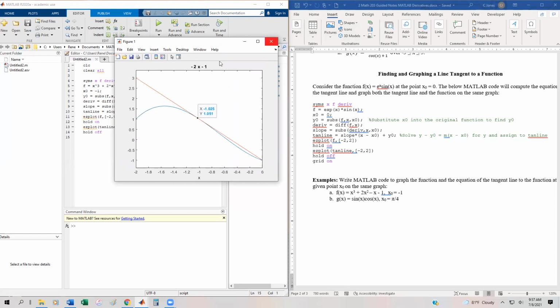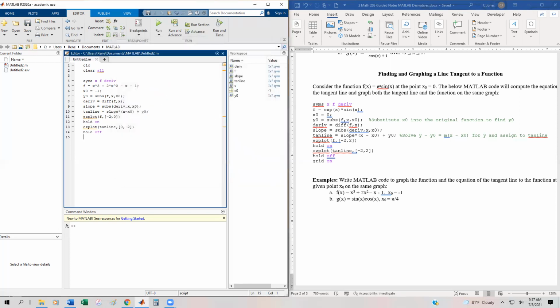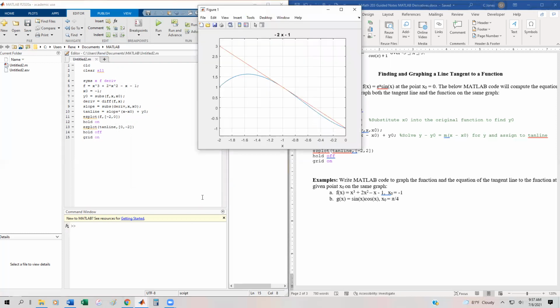By the way, here's the equation of the tangent line, negative 2x minus 1. It should be y equals negative 2x minus 1. But we can turn the grid on and run it again, and we'll probably notice that it doesn't make a significant difference here. Pretty cool that we can find the equation of the tangent line at precisely negative 1, and also plot them both on the same graph.